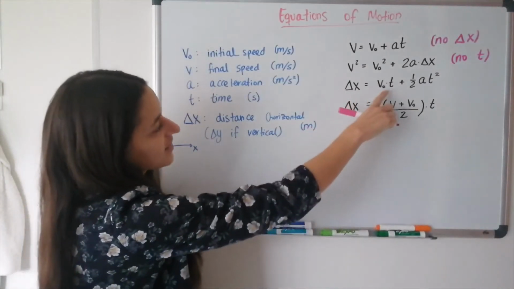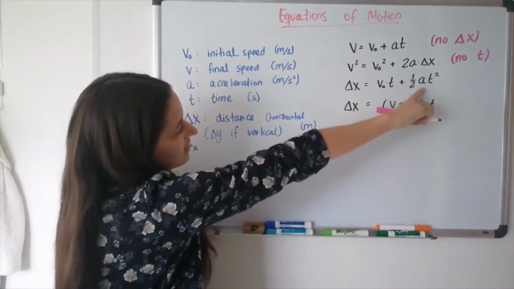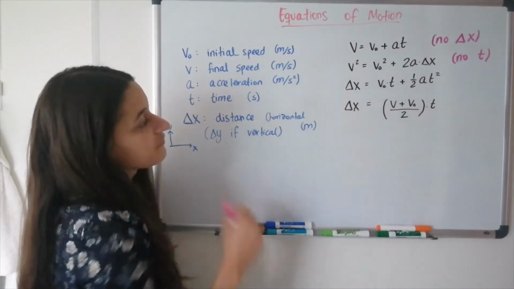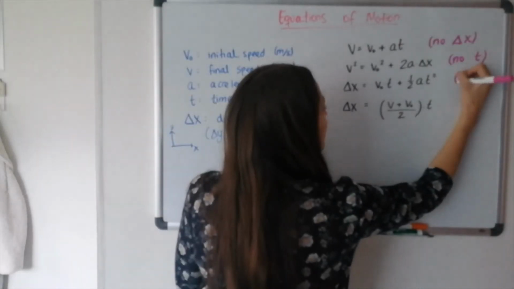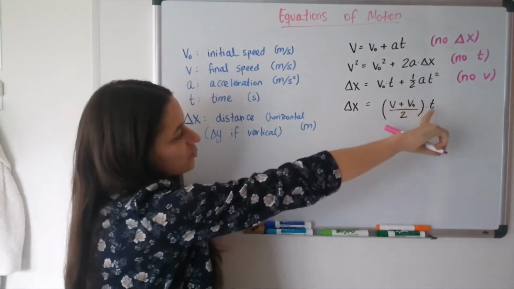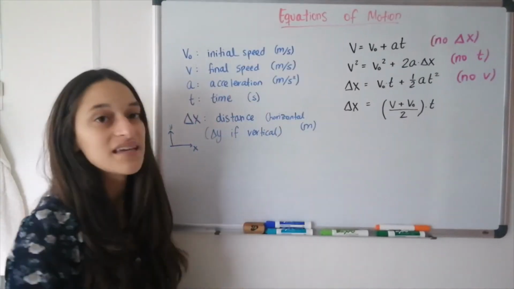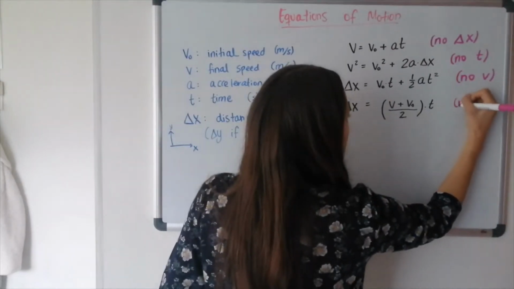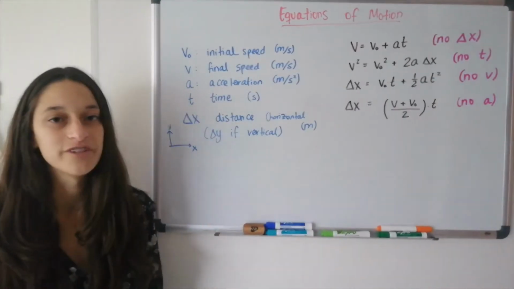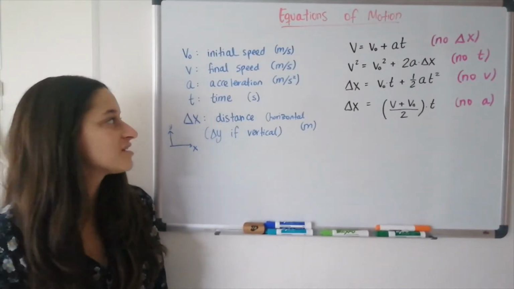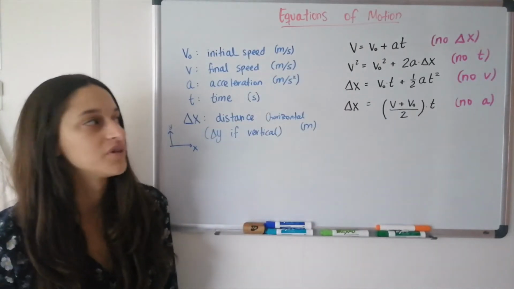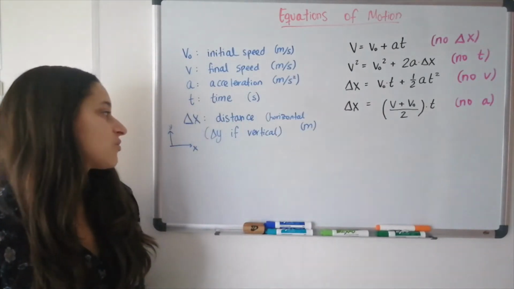This third equation has time. It has initial velocity, delta x, and acceleration. So it has this one, this one, this one, and this one. It's missing final speed. This one has no final speed. And the last one, it has final speed, initial speed, time, and delta x. It's missing acceleration. So this one has no acceleration. So notice that all of them have initial velocity, but for the rest of the variables, there's one equation that is missing that one.